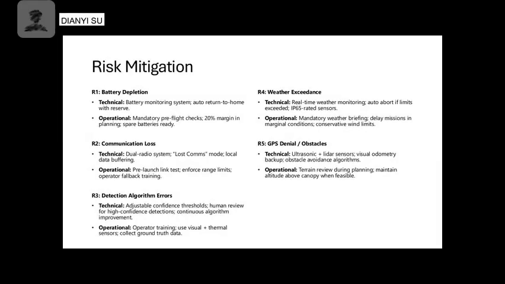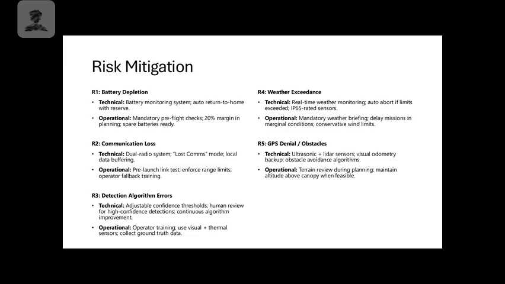For the risk mitigation, in this slide, we zoom into how we deal with the highest priority risks. For the battery depletion, we don't just say we will be careful. We add continuous battery state monitoring and an automatic return-to-home trigger when we hit the reserve level. And on the operation side, we plan flight time conservatively and keep spare batteries ready.